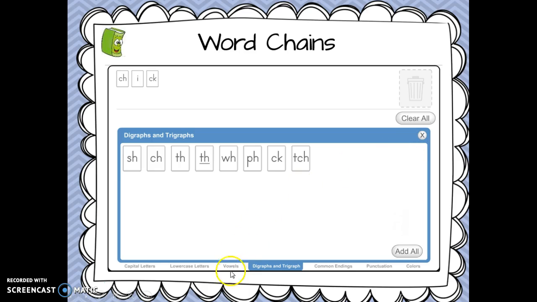This is just to show you what the online tile kit looks like. You can select from these different categories of capital letters, lowercase letters, vowels, digraphs, and trigraphs are right here, and that is what I am on right now.